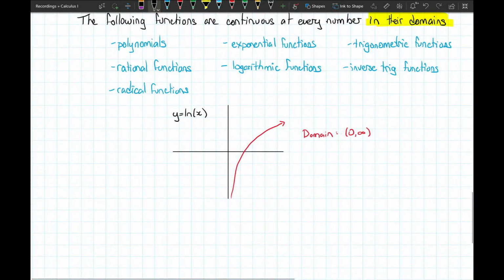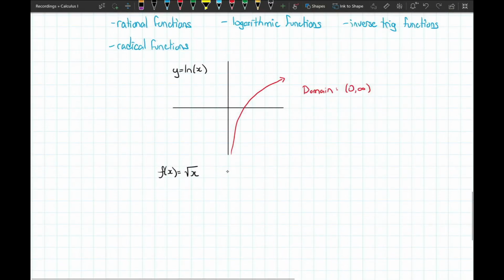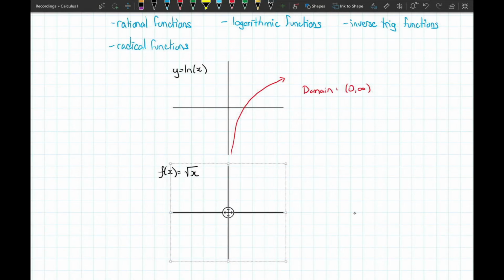Well, what about radicals? Let's take a look at y equals root x. Or better yet, let's make this a function f of x. Now the root function also doesn't end up being defined for negative values, but it is defined at 0. Kind of looks like a sideways parabola, but only half of one. Now its domain includes 0. So now, does that make a lot of sense that this function is continuous at 0?